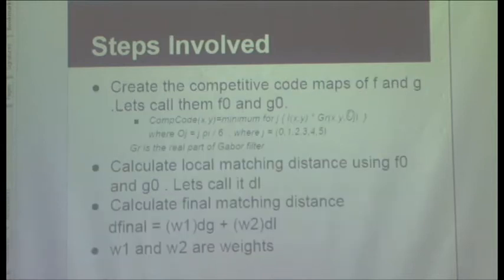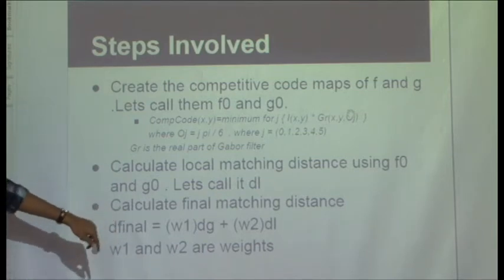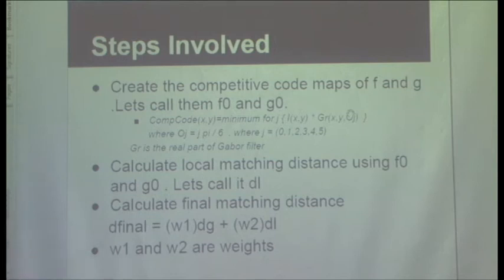Then I will create a volume. Then I will create some competitive code maps of the FKP and calculate the local matching distance, and then finally I will fuse the results of both. These are certain weights which are used in the paper. So you want to implement only that algorithm? Yes, that algorithm, and I will be getting the final matching distance from it.